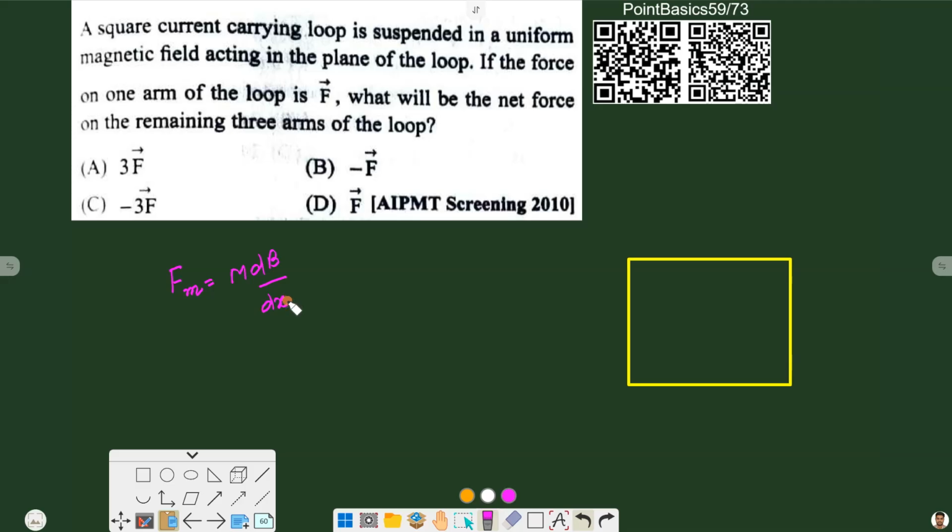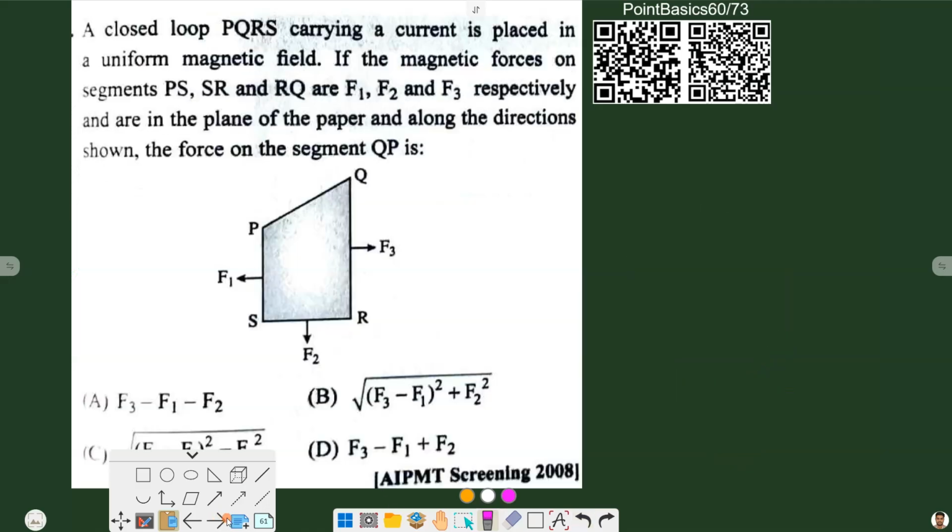But as mentioned, the field is uniform, so it is not varying in any direction. So if it is not changing, the total force should be zero on this loop. And if the force on one arm is F, then the force on all 3 arms combined should be in the equal and opposite direction, so it should be minus F. So option B will be the right answer here. Now let's move to the next question.